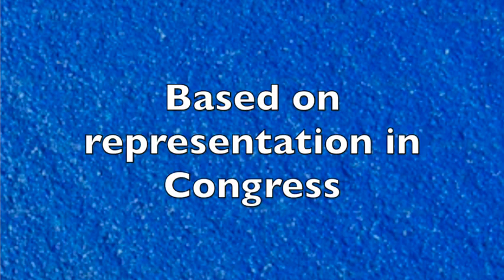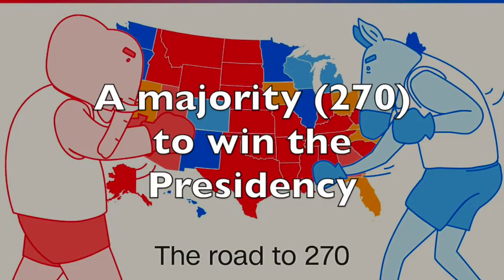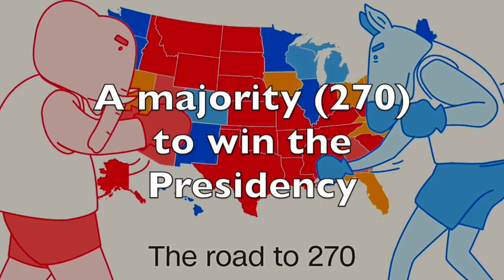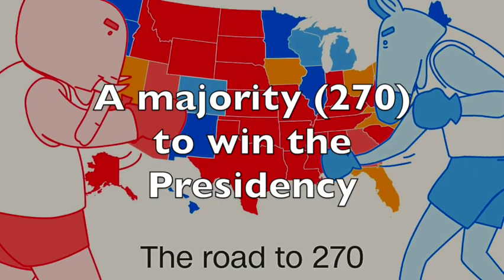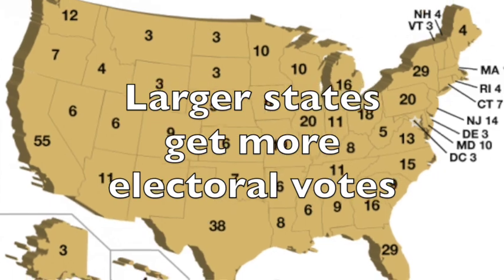Here's how it works. Each state gets a certain number of electors, which is based on its representation in Congress. In total, there are 538 electors these days, and a candidate needs a majority, 270 of those, to win the presidency. So larger states get more electoral votes than smaller states.